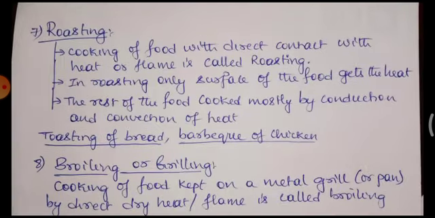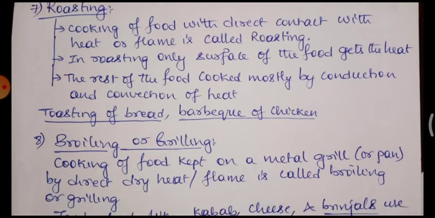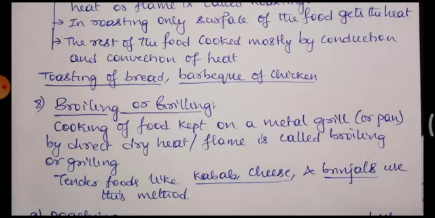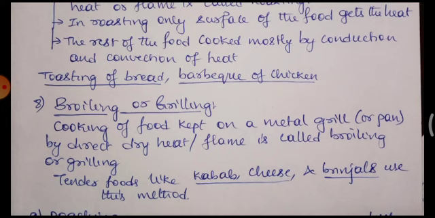Next is roasting. Roasting is cooking of food with direct contact with heat or flame. So here we cook the food in heat or flame. In roasting, only the surface of the food gets the heat. The rest of the food is cooked mostly by conduction and convection of heat. Toast of bread and barbecue of chicken are cooked by the roasting method. Even pappalam can be cooked directly on the flame, or it can also be cooked by putting it in oil. So it depends how you are going to cook it.